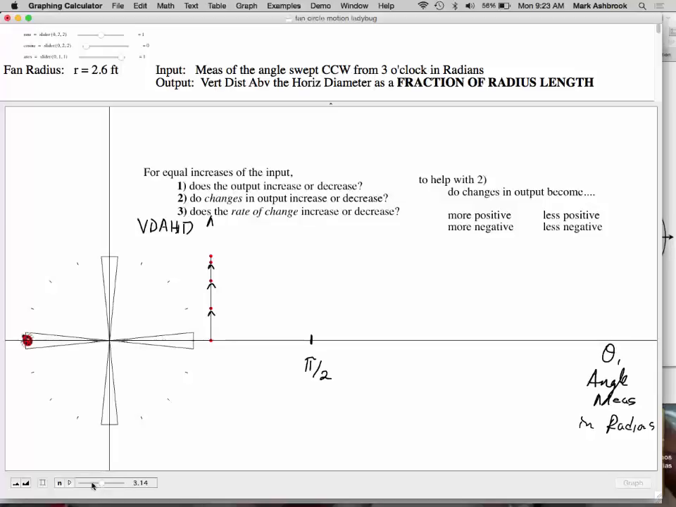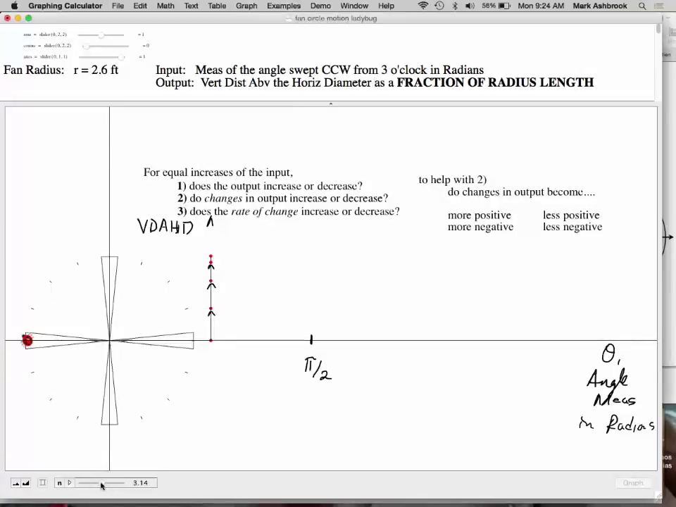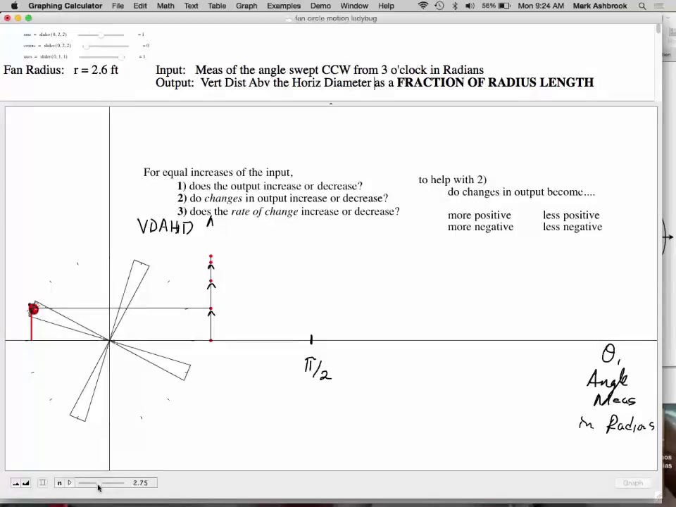Now what about the changes? Are the changes negative or positive? These changes in vertical distance, are they negative changes or positive changes? Negative changes. They're getting more negative or less negative? They're getting more negative, bigger negative changes, because it's like the reverse of what happened in the first quadrant. Small negative change, a little bit bigger negative change, still bigger negative change, largest negative change is the last one.